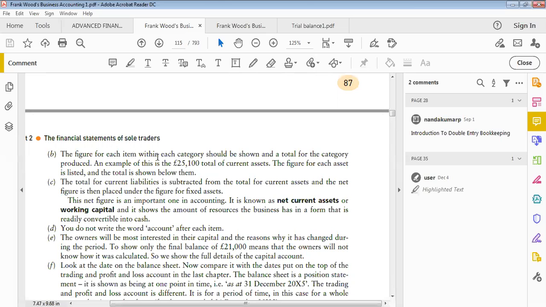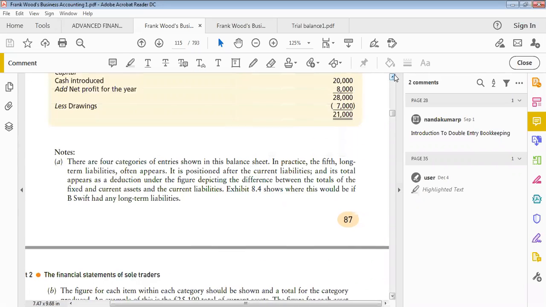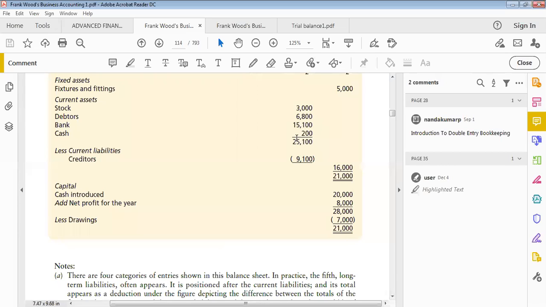The figure for each item within each category should be shown, and the total for the category produced. An example of this is the 25 plus 100 total of the current assets. All right. The figure for each asset is listed, and the total is shown below them. The total for the current liabilities is subtracted from the total for the current assets, and the net figure is then placed under the figure for fixed assets, as you can see. All right. See there? You subtract current liabilities from current assets, and the figure is placed under the what? Fixed assets. All right.